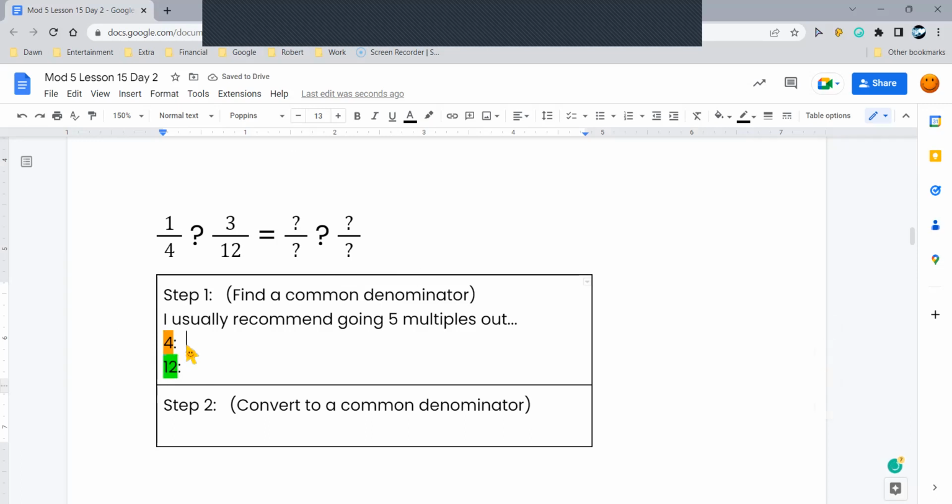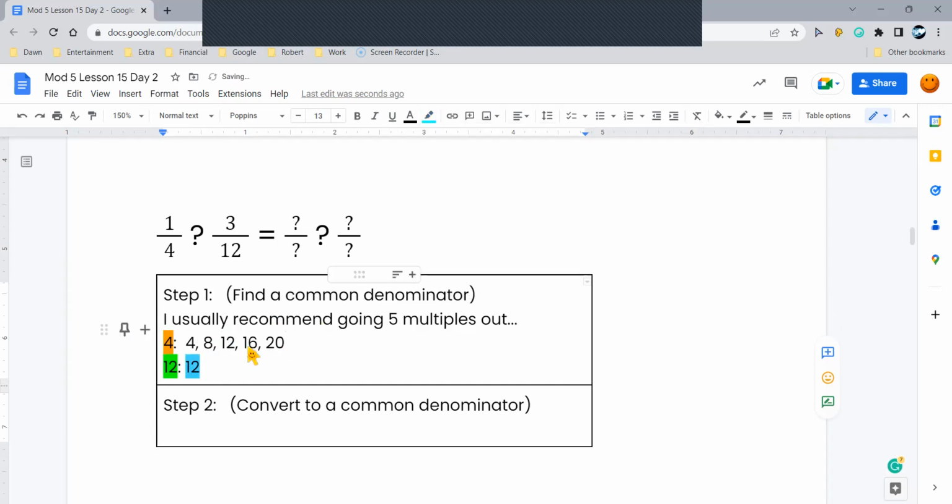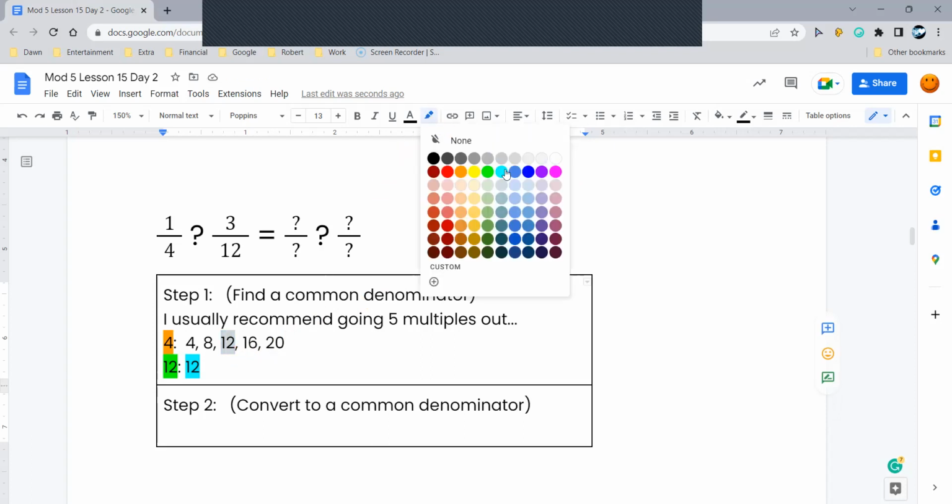I'm going to go ahead and count out 5 multiples of my 4. So 4, 8, 12, 16, 20. And I know I just heard some of you go, Miss Alexander, you can stop. You probably saw that we hit 12 and there's a 12 right there. So I'm going to go ahead and write 12. I know that I can stop. Either way is good. I just like practicing my multiplication facts. Even if it's just the first 5, it gives me practice.